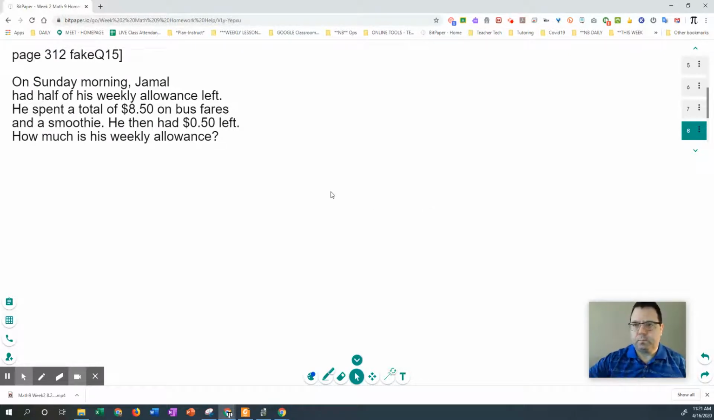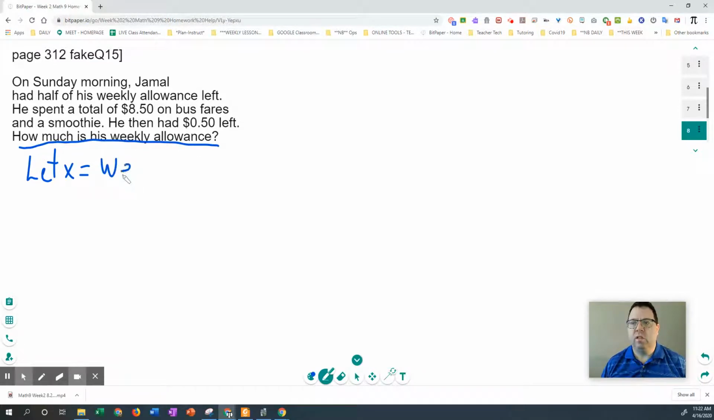What we typically do as math teachers is encourage our students to write a let statement. So let X represent what? Well, it's in the last sentence here. This is what we don't know. So why don't we say that X can equal his weekly allowance? That's something we don't know. We don't know his weekly allowance.